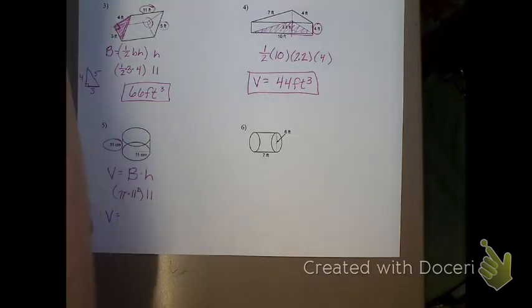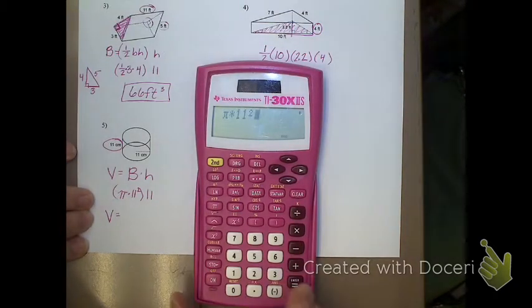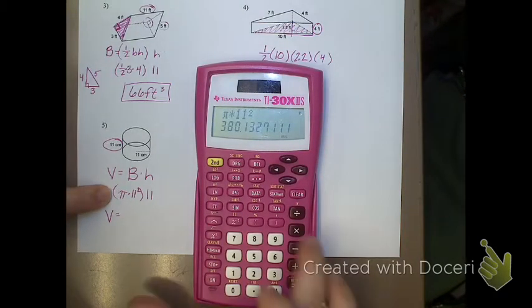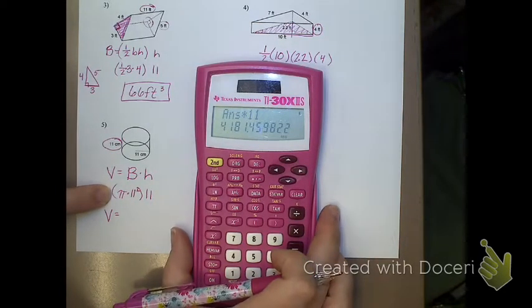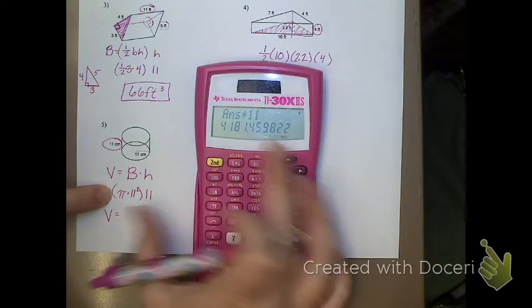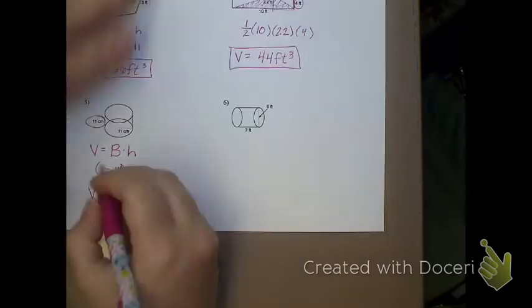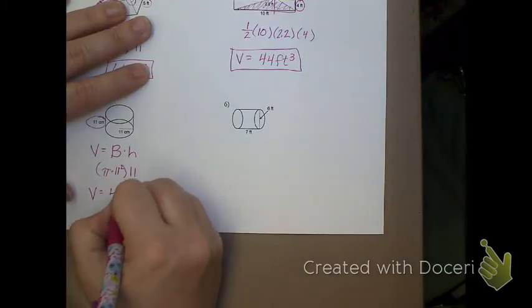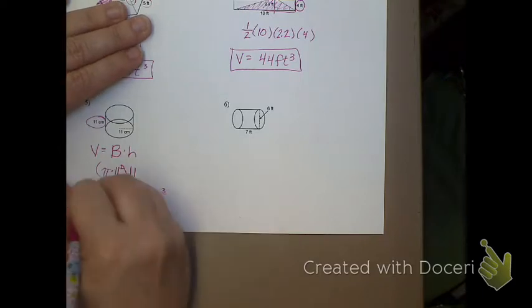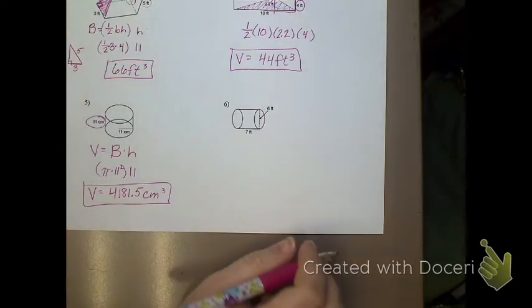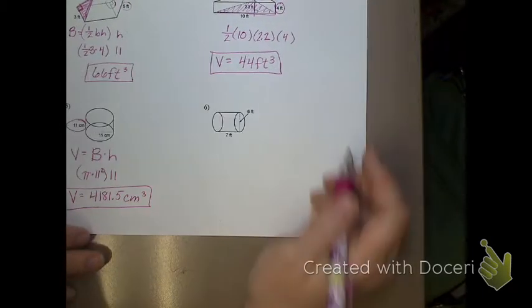So if I do pi times 11 squared, that's the area of the base, times another 11 gives me 4,181.45. Up here it says round your answer to the nearest tenth, so I'm going to go ahead and call that 4,181.5 centimeters cubed. So again, all these prisms just follow that idea of finding the base area and multiplying it times the height.